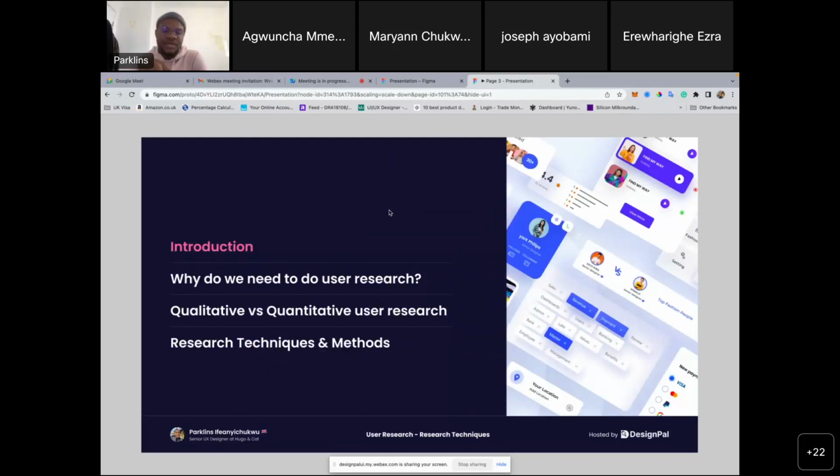There are three primary sections that I'm going to focus on today. One will be why we need user research. Second will be the difference between quantitative and qualitative research. And finally, we'll talk about the research techniques and methods.